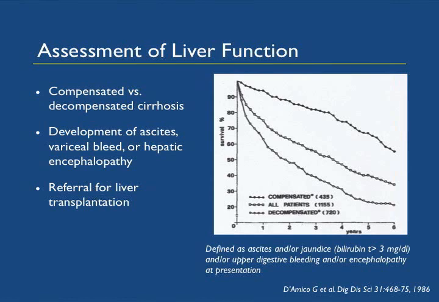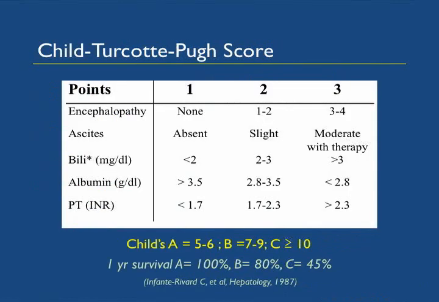It is generally recommended that if your patient is decompensated from their cirrhosis, consideration for referral to liver transplantation should be made. Another method to predict prognosis in cirrhosis is by calculating the Child-Turcotte-Pugh score. The Child-Turcotte-Pugh score is calculated by considering 5 factors: encephalopathy, ascites, bilirubin, albumin, and the prothrombin time, or INR.